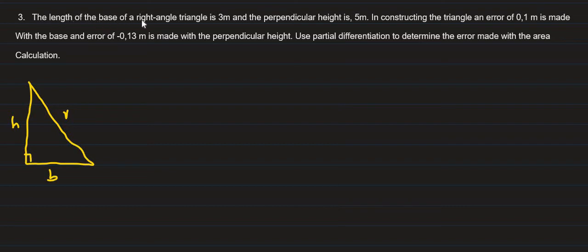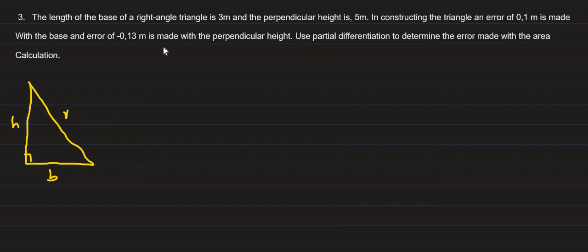The length of the base of a right angle triangle is 3 meters and the perpendicular height is 5 meters. In constructing the triangle, an error of 0.1 meter is made with the base, and an error of negative 0.3 meter is made with the perpendicular height. Use partial derivative differentiation to determine the error made in the area calculation.